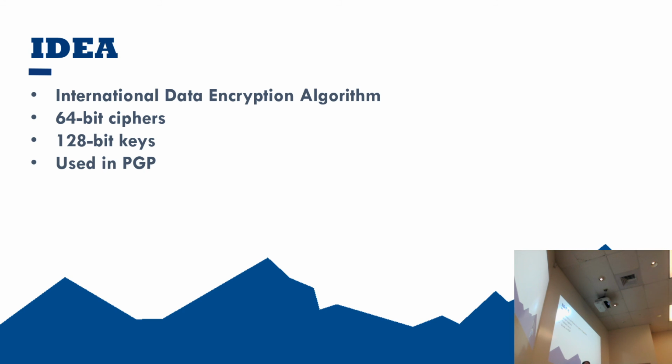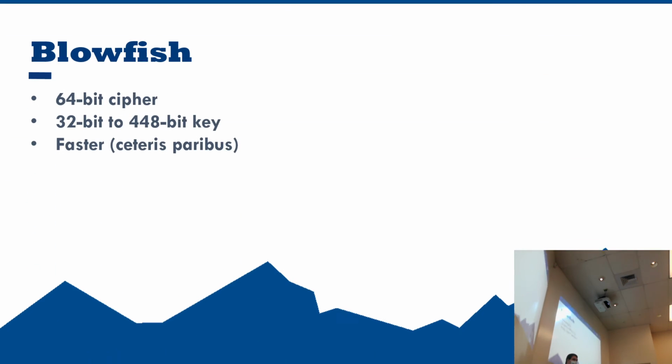So of course you have the International Data Encryption Algorithm. It's going to be more secure than DES, of course, using 64-bit ciphers. Most of these are going to be using 64-bit ciphers, by the way. There's only a few that don't. But this uses 128-bit keys, which are adequately secure. And it's used in PGP. So if you ever use PGP, which I encourage you to try out, you're probably using IDEA.